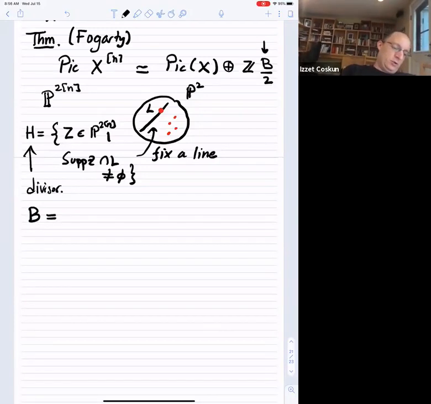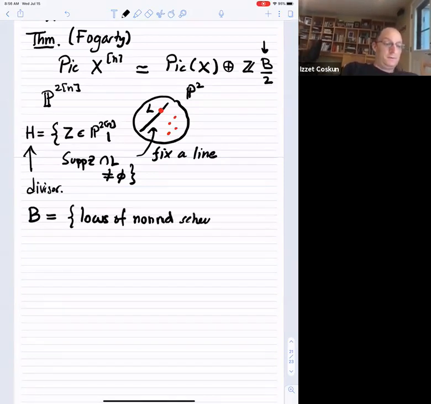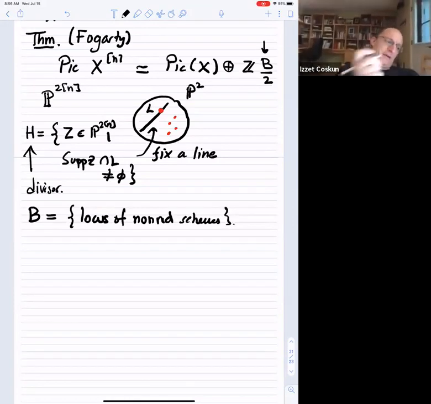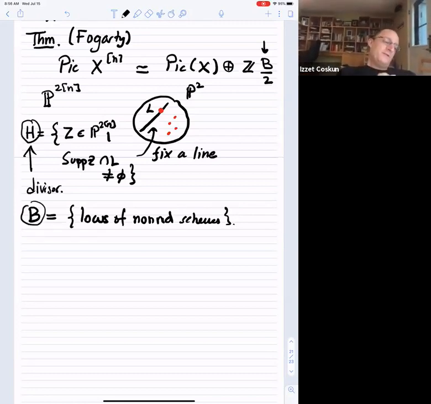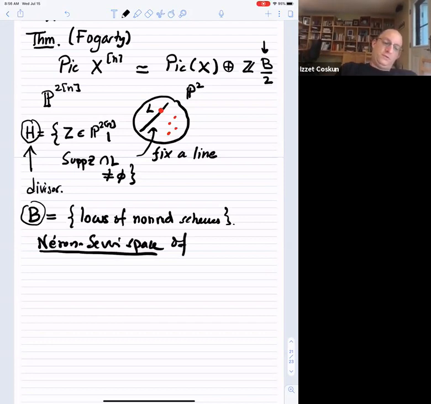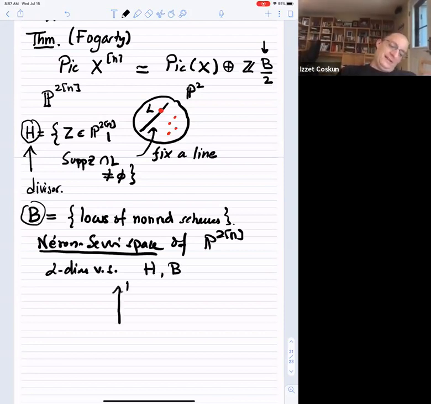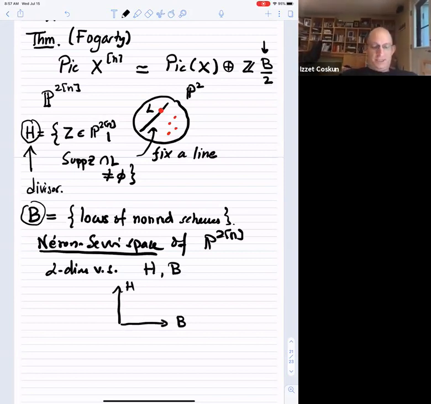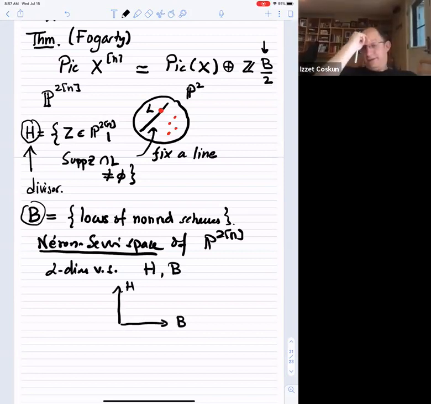So here we get one divisor, and then we have another divisor, which is B. This is the locus of non-reduced schemes. And what Fogarty is telling you is that the Picard group is spanned by H and B, but really B over 2. But if you're doing this over the rational numbers or over the real numbers, you don't care about this over 2. So the Néron-Severi space of (P^2)^[n] is the two-dimensional vector space spanned by H and B. We will usually denote it like this, with H in here and B in here. And then the question that we are asking is what is the ample cone in here?